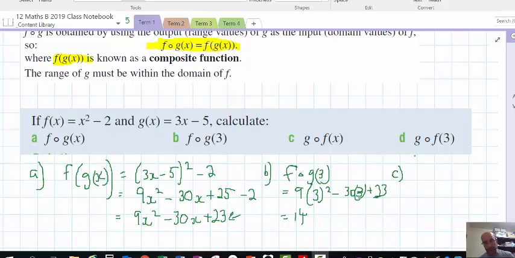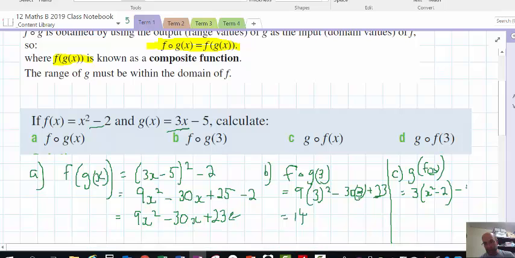Now for part C, we've got g of f of x, which is different, and basically wherever we've got the x in g of x, we're going to replace that with this other function f of x. So g of f of x equals, so we've got 3 times x squared minus 2 in place of the original x, and then minus 5.